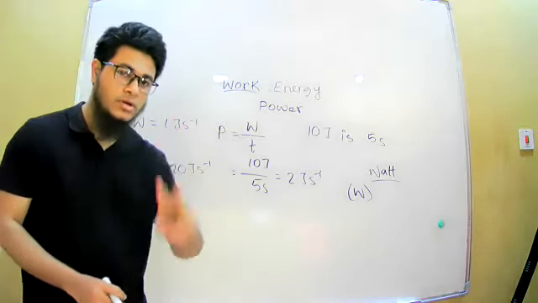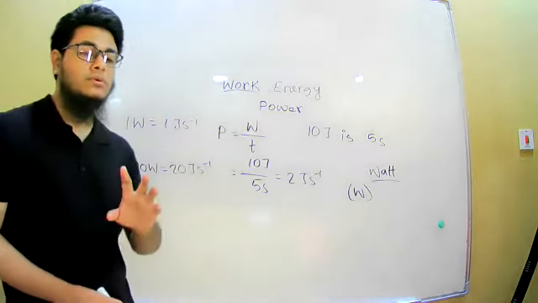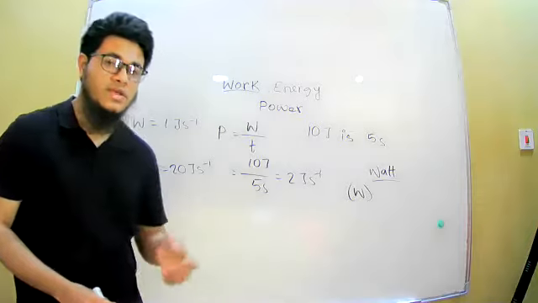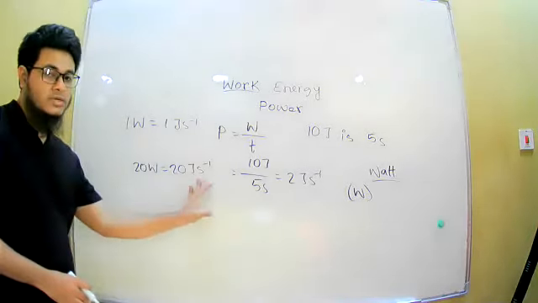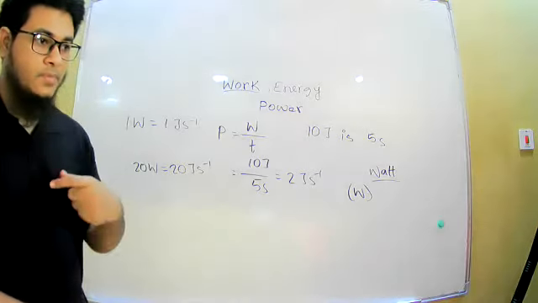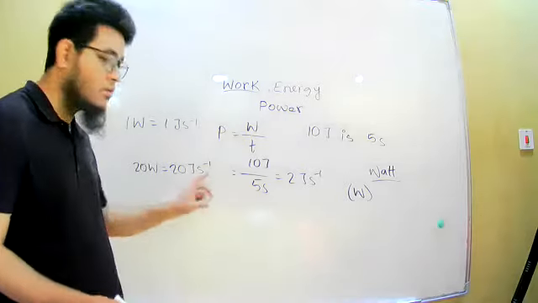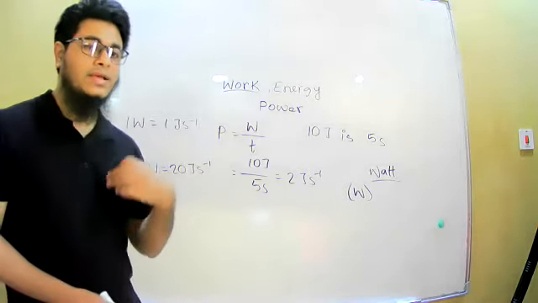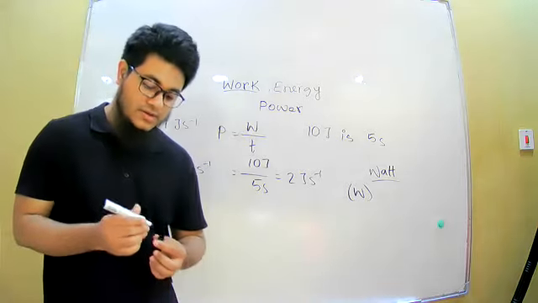This might come for 2 marks: what is the significance of 20 watt, or what do you understand by 20 watt? You can write that 20 watt means 20 joule per second. It means if a person is doing 20 joule of work in 1 second, then we can say that the person has a power of 20 watt. Is it clear?